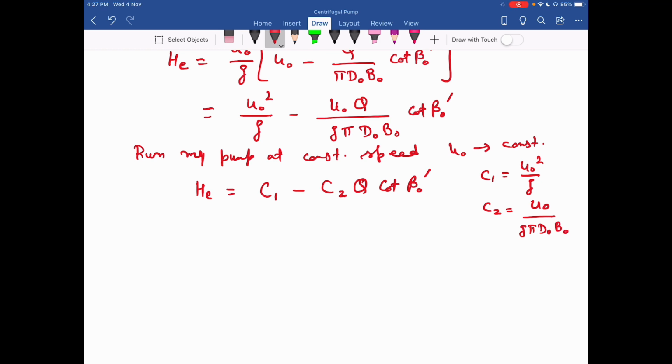Now you can see this relation. From this relation, I can plot how Euler head varies with the discharge, as well as with the vane shape, that is angle beta_o dash. So now I can plot that graph.